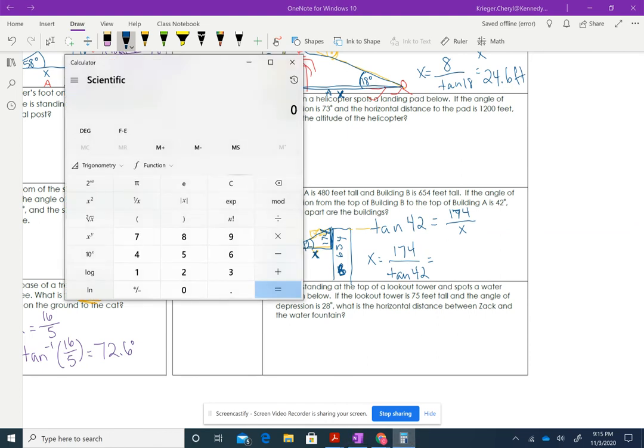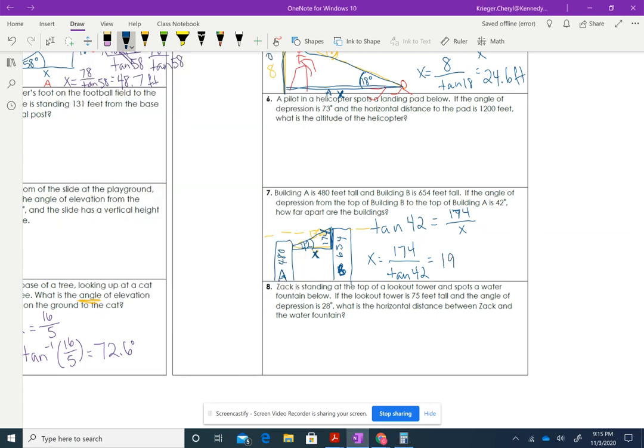174 divided by parentheses 42 tangent equals 193.24. So I'm going to say 193.2 feet.